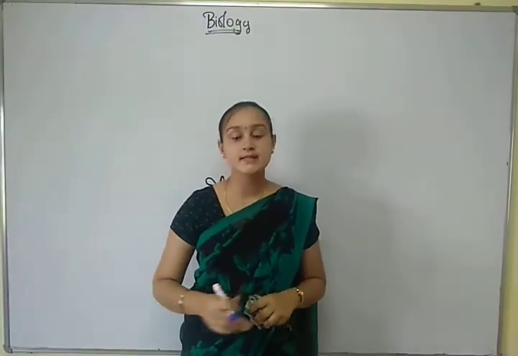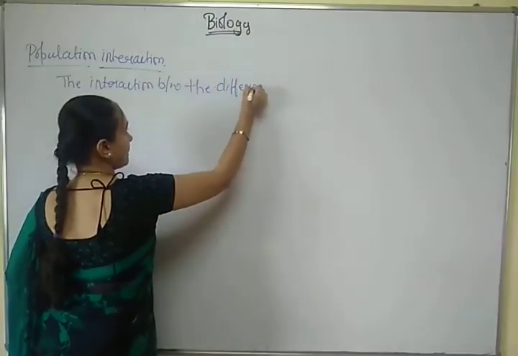The next topic is population interaction. In population interaction, we study how living organisms interact with different species, that is, the interaction between different species. For this, the first one is mutualism.